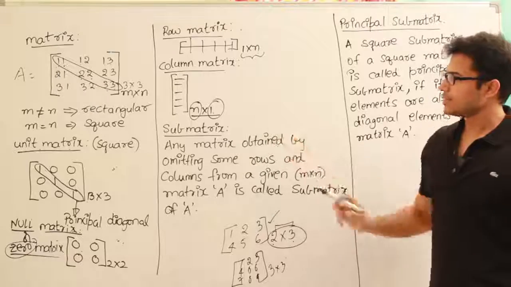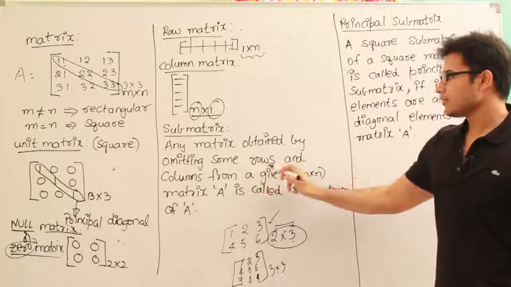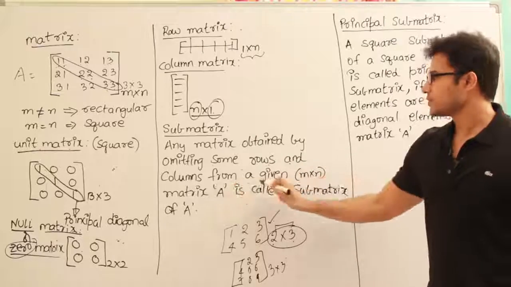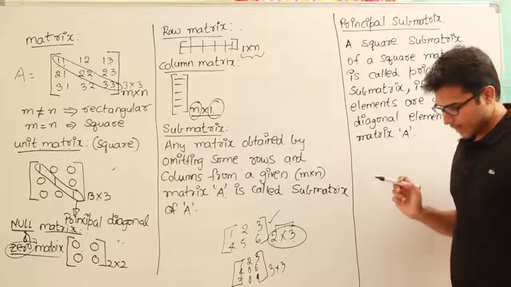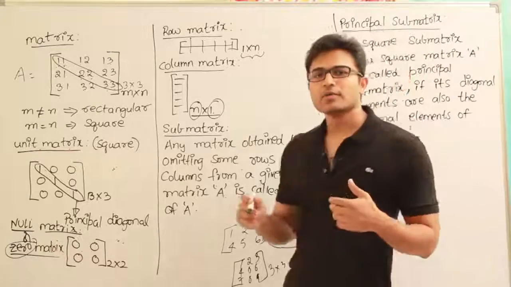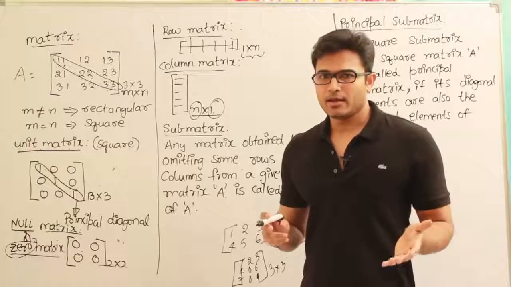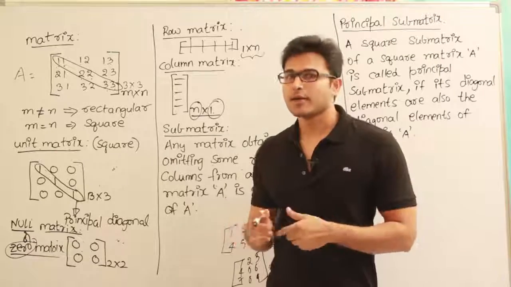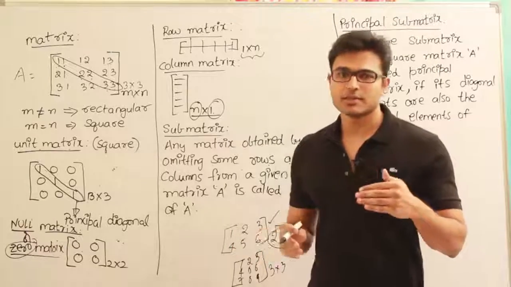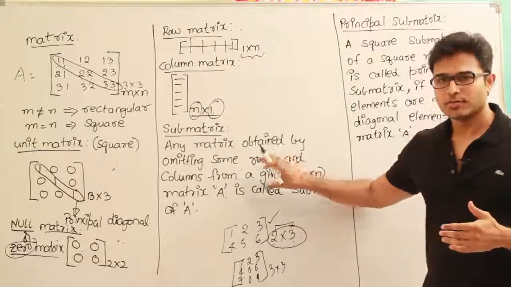And then the next one is submatrix. Any matrix obtained by omitting some of the rows and columns from a given matrix A is called a submatrix. Why do you want to omit the rows and columns? Later I will show you, while we are trying to find the matrix inverse. Okay, we shall go step by step. I'll tell you when that topic comes, but here try to understand this operation.